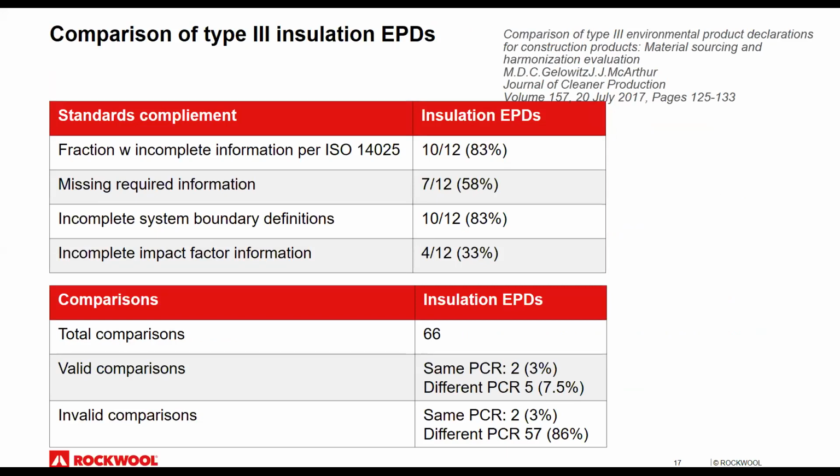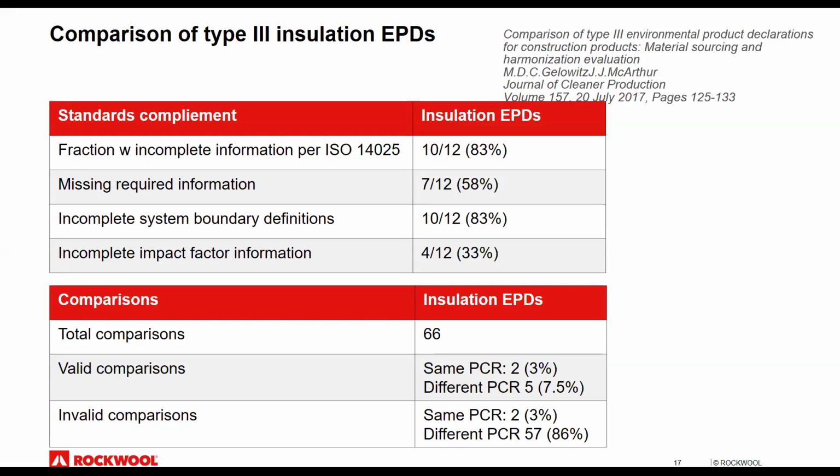Some work has been done on comparing different EPDs for insulation materials, and what this work showed was that there were a lot of EPDs. Out of 12 EPDs, 83% of them actually did not fulfill the ISO requirements, even though they say they do. Especially that's linked to the boundary definitions, where 10 out of 12 did not fulfill the requirements.